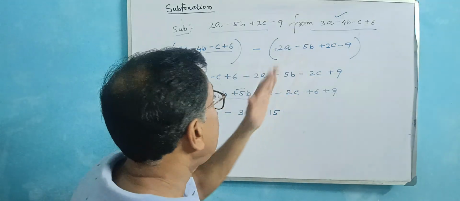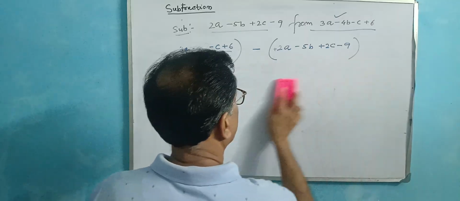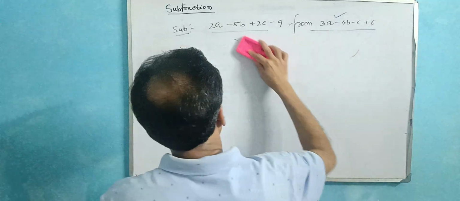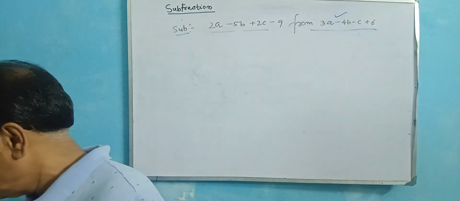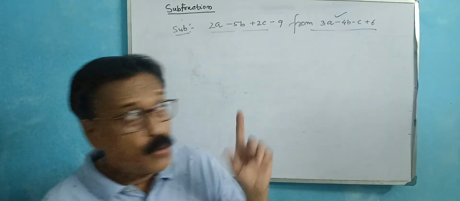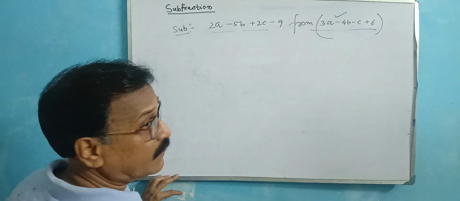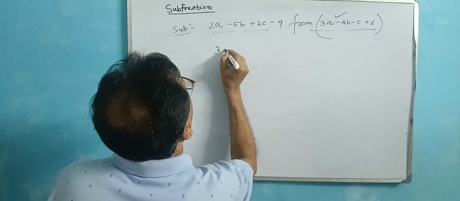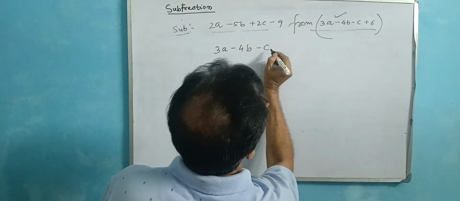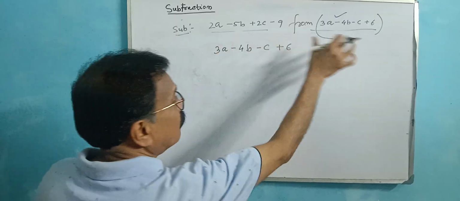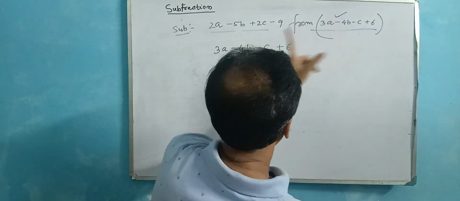So this is actually the horizontal process. The same sum you can do in the column process. Very easy, just understand properly. In case of the column process, you write: subtract this from this. The from part you write on top first. So from means 3a minus 4b minus c plus 6. You write this on top first, no problem at all.